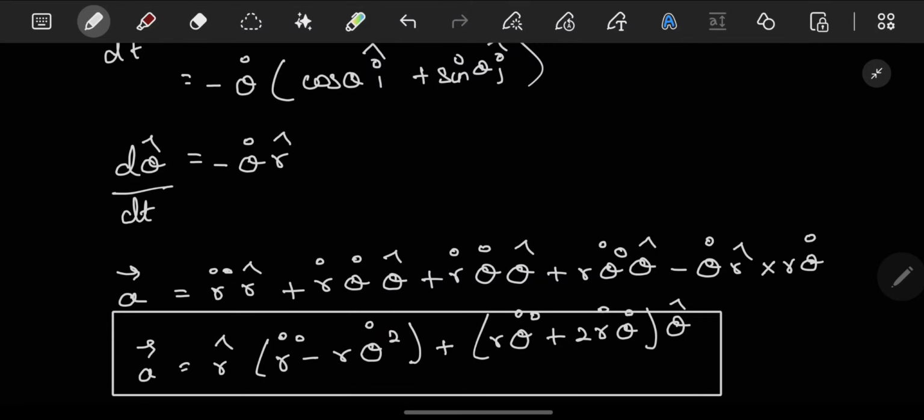This is the equation for acceleration in the polar coordinate system.